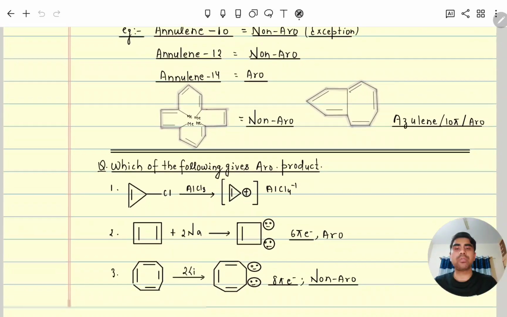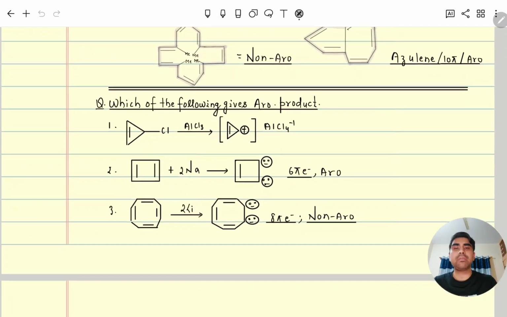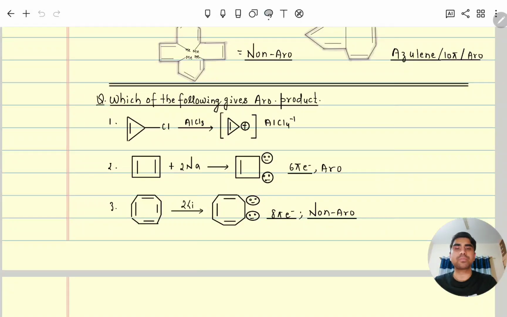Next, last question: which of the following compounds will give aromatic products? So here you can see a Lewis acid. It will become AlCl4 minus, and this carbocation is quasi-aromatic, 2 pi electron aromatic. Here, as sodium is there, you know that this radical will be generated. Suppose as you are breaking this bond, here positive charge came and here negative, and this sodium can give 2 electrons, so that 2 electrons it is giving to the positive.